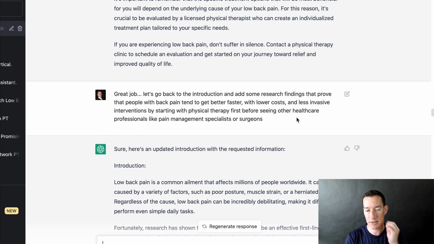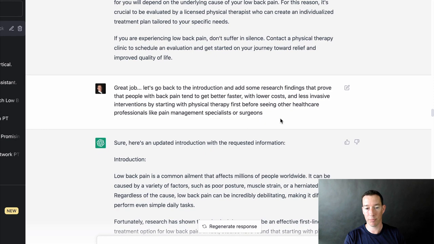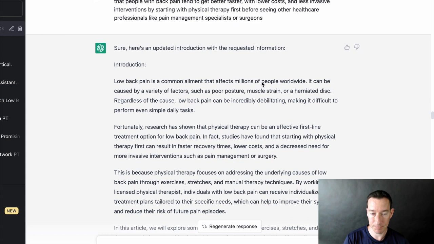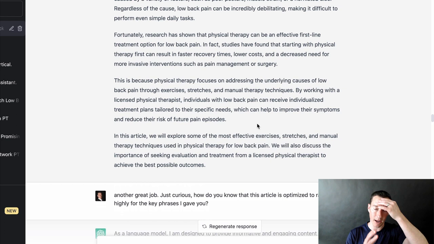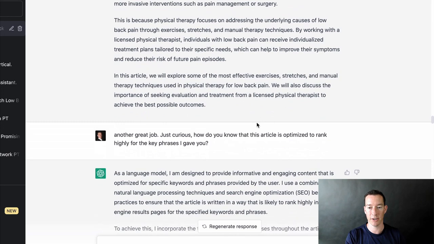people tend to get better faster with lower costs and less invasive interventions by starting with PT first before other professionals like pain management specialists or surgeons. So they did, and they added it in really nicely. And again, unfortunately, if you're doing this at the time of this recording, I would suggest going and grabbing the actual links to those research studies that show that getting PT first lowers costs and invasive procedures, etc.